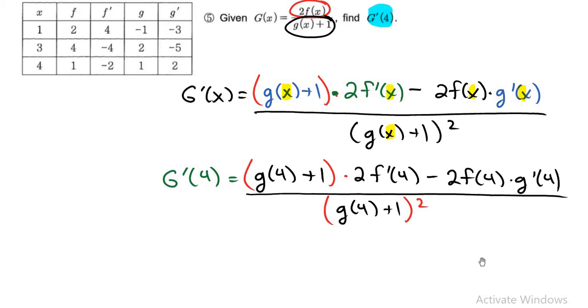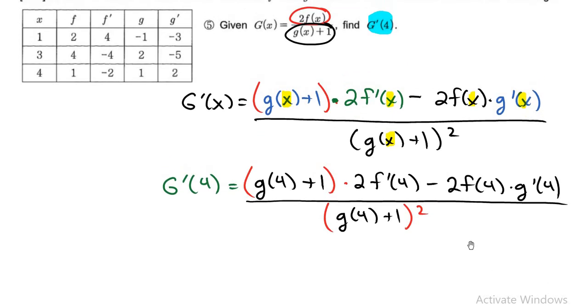All right, so now we gotta replace all these values that have letters. I mean, we gotta find their corresponding values on the table, replace them, and then evaluate our final answer. All right, so g of 4. If I look at g of 4 here, so let me get a blue marker. What's the value of g of 4? Well, here's g and there's 4. So g of 4 has a value of 1. So this will be 1 plus 1, close the bracket, times 2.